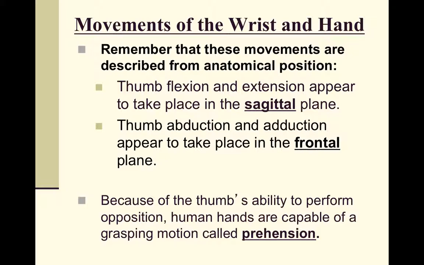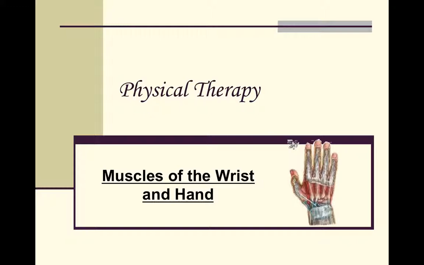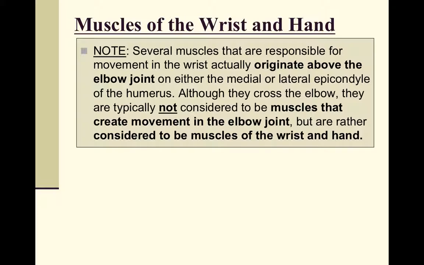Then another word you would want to know is that ability to do opposition. We call that grasping motion prehension. So you have a prehensile thumb, you can perform prehension. Just another word to throw in there. All right, muscles. There's a lot of them, just warning you, and they have long names. So hang in there with me. I'll try to identify which ones are the most important.